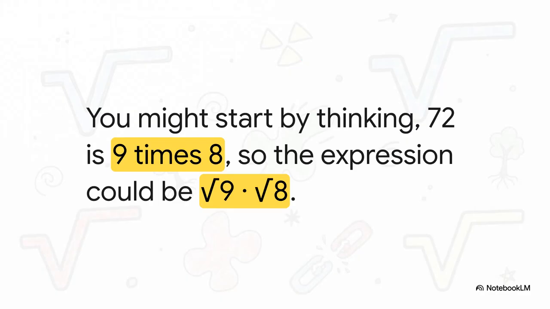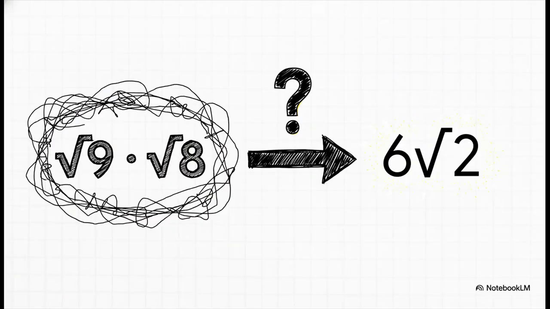Okay, so your first instinct might be, well, 72, that's 9 times 8. And you'd be right. So you could totally write it as the square root of 9 times the square root of 8. And you know what? That's a great first step. Perfectly valid. But what if someone else looks at it and says, nah, the answer is 6 times the square root of 2? Now that looks a whole lot cleaner, doesn't it?